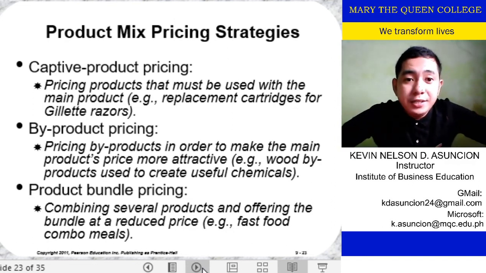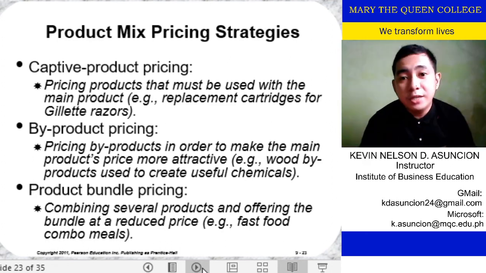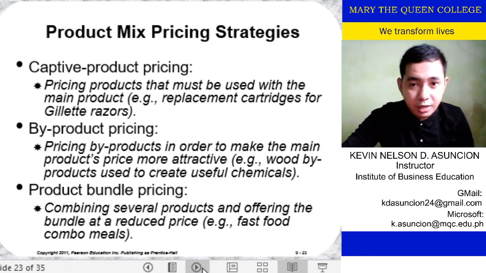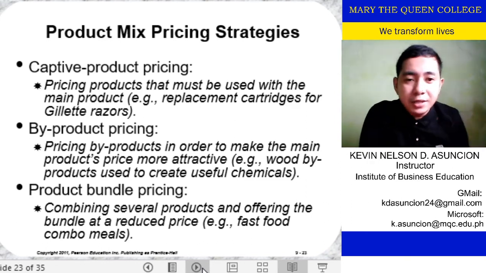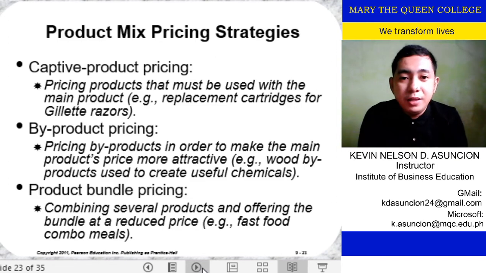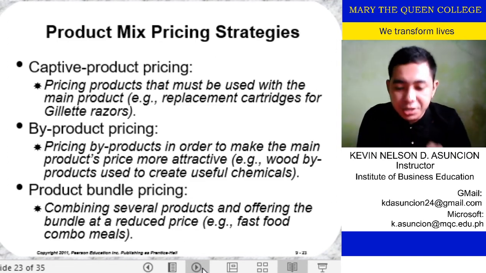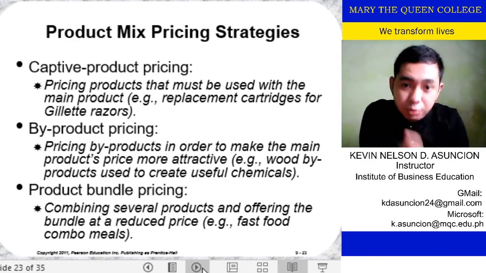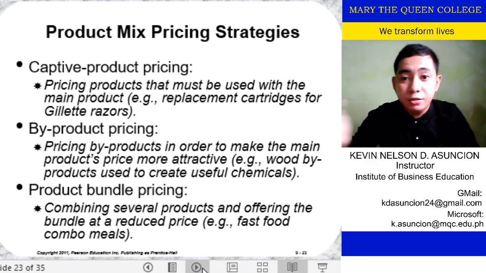Then byproduct pricing is pricing by products in order to make the main product's price more attractive. Example of that is the wood byproducts used to create useful chemicals. And then product bundle pricing, eto na, combining several products and offering the bundle at a reduced price. So it's combination of the product strategy, the price strategy, as well as the promotion strategy. No, that you are combining several products and offering bundles at a reduced price.